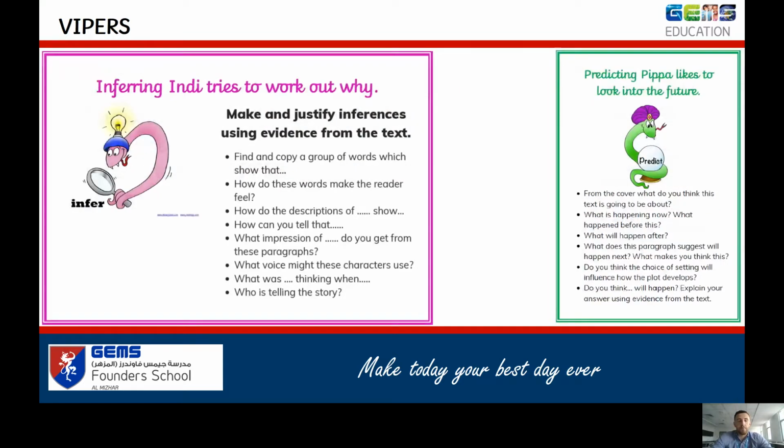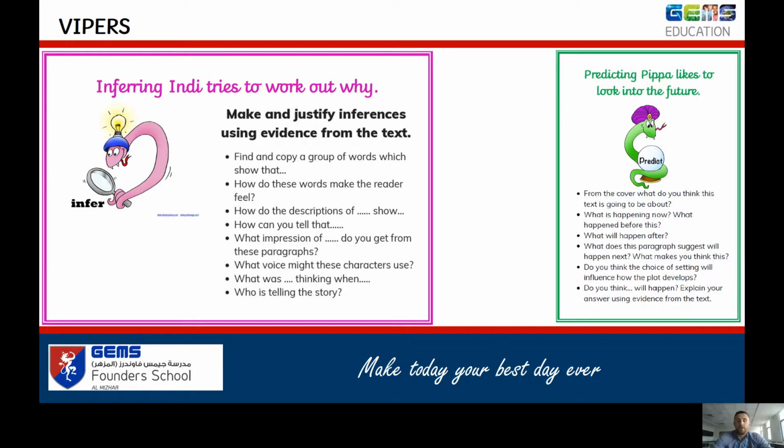Here are some of those examples for inference and predicting. Inference makes your child justify inferences using evidence from the text. Inferencing is them working out something which they haven't been directly told. The biggest example I can give is that if the setting description was talking about icicles and a character wearing a big woolly coat with steam coming out of their mouth when they breathe, your child would be able to infer that the weather is cold, although they have not specifically been told that.